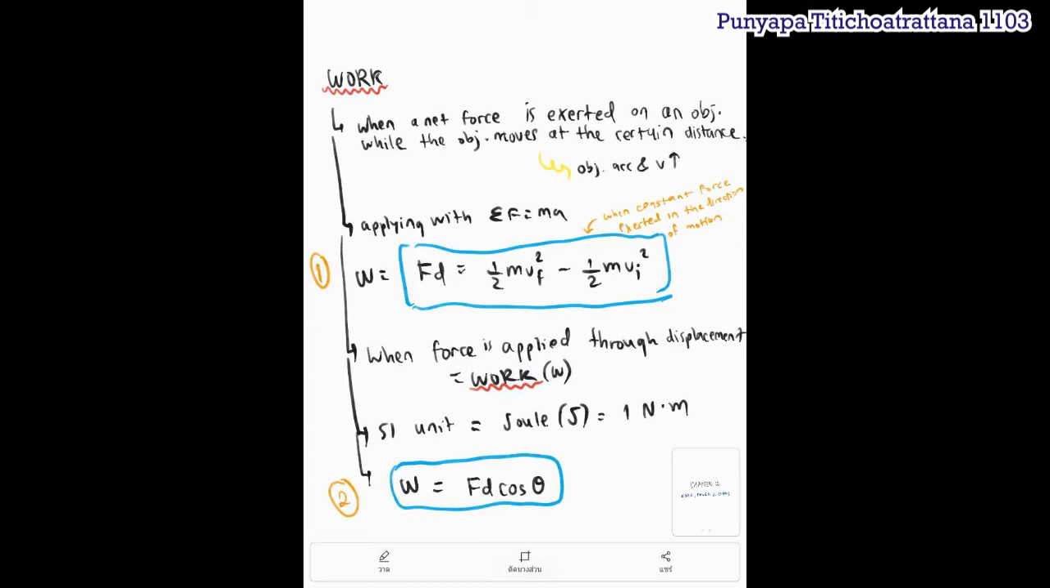This formula applies when a constant force is exerted in the direction of the motion, and when the force is applied through the displacement, it is work. The SI unit of work is the joule, or J, which is equal to 1 N times m. Work can also use the formula F d cos theta.